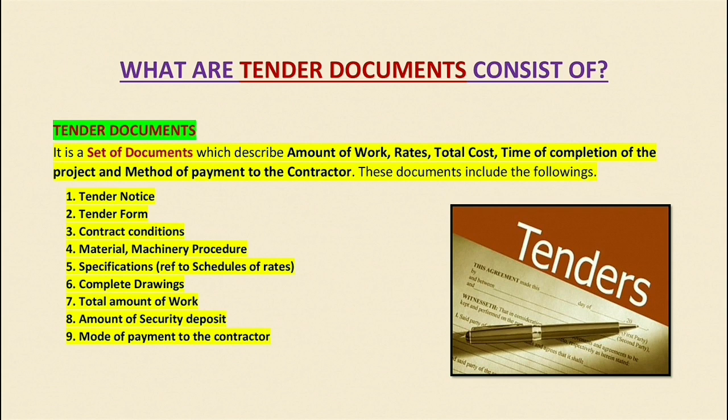So tender documents basically have legal authority, and they include these documents: tender notice or tender advertisement, tender form, contract conditions, materials, machinery and procedures, specifications and complete drawings, total amount of work, amount of security deposit, and mode of payment to the contractor. So these are the 9 documents that are included in the contract agreement once a contractor is selected. These documents will have to be available both with the contractor and with the client. So these are the mutual documents that are involved in the contract agreement.